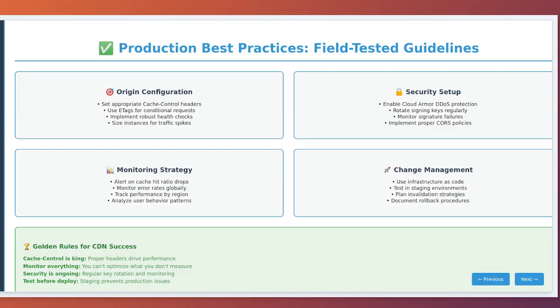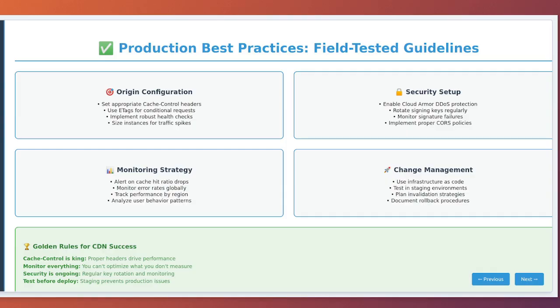Security configuration should be defense in-depth. Use Cloud Armor for DDoS protection and rate limiting. Implement proper CORS policies for cross-origin requests. For signed URLs, rotate keys regularly and monitor for signature validation failures that might indicate attack attempts.